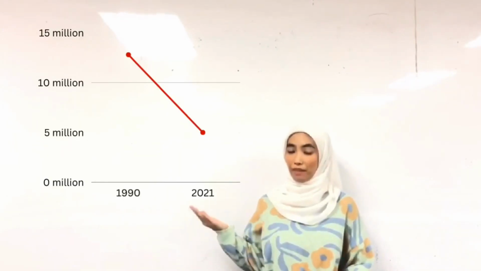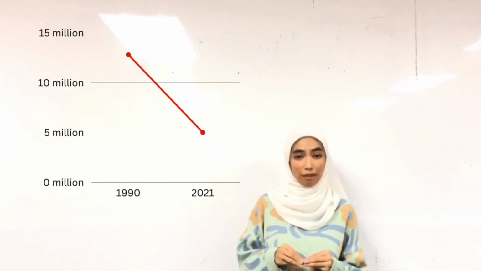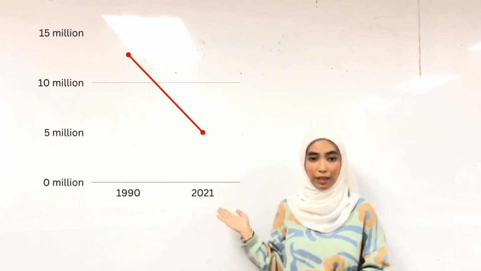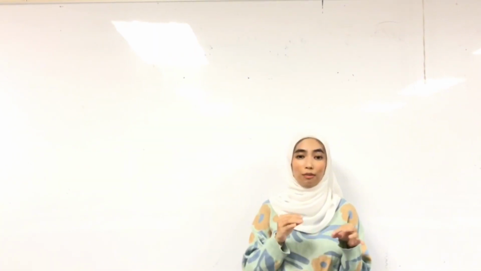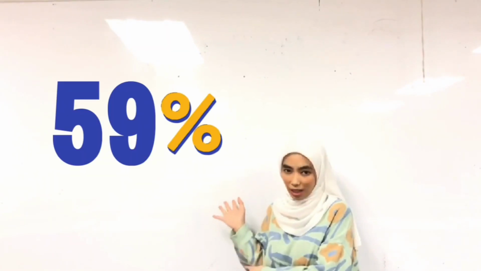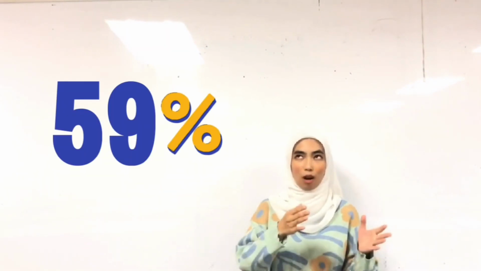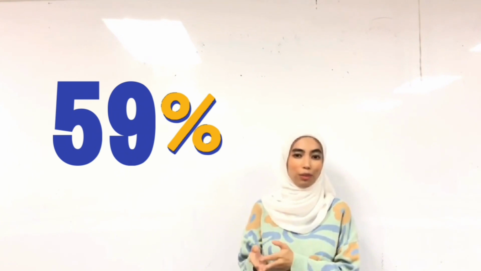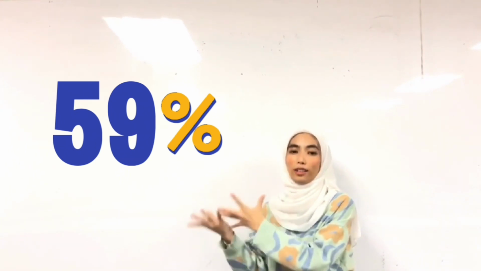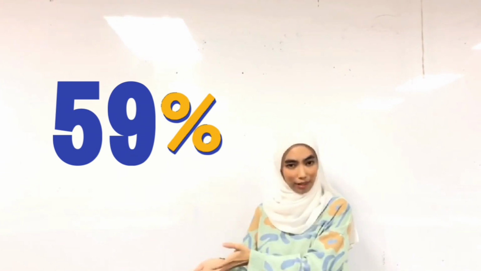The overall number of fatalities among children under the age of 5 has decreased from 12.8 million in 1990 to 5 million in 2021. Furthermore, the worldwide under 5 mortality rate has decreased by 59%, from 93 deaths per 1,000 live births in 1990 to 38 in 2021.